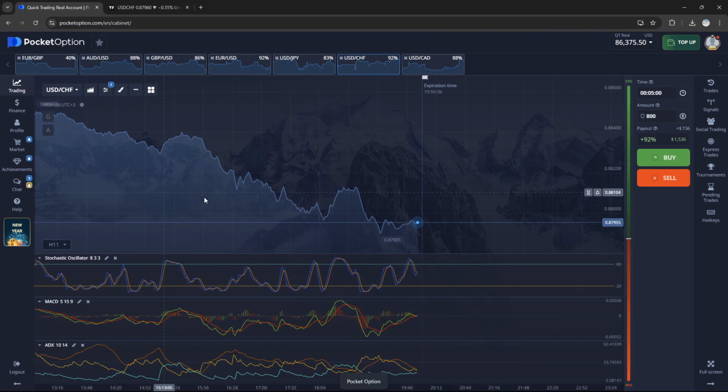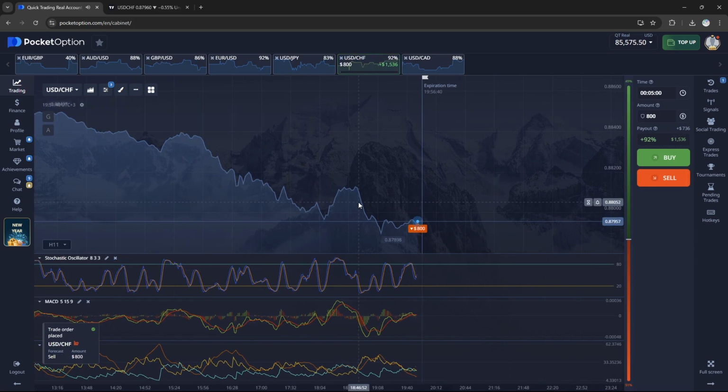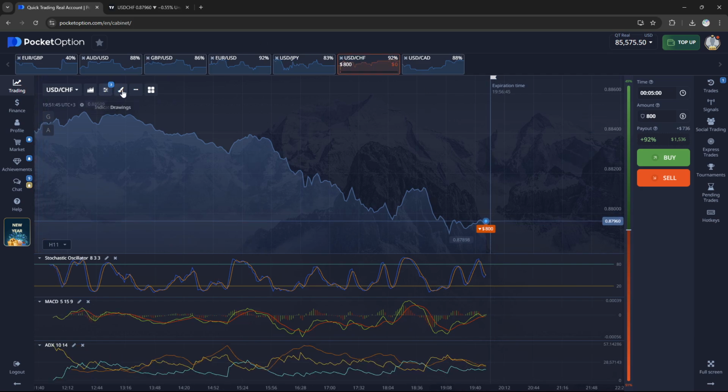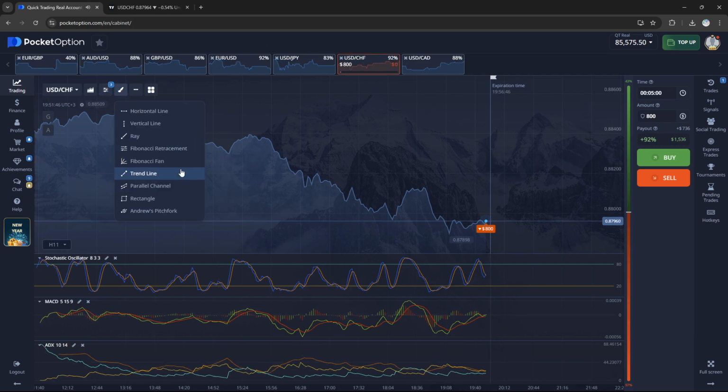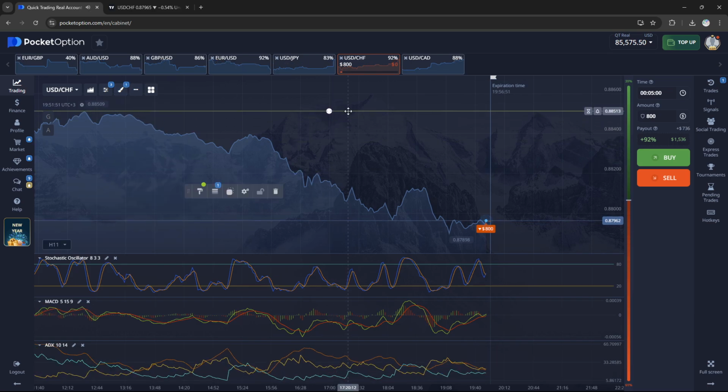And hey, quick reminder, our bot isn't some magic money button. It just gives you data on what the indicators are saying at the moment. It doesn't predict the future, nobody can. Before you enter a trade, always check the chart and do your own analysis.